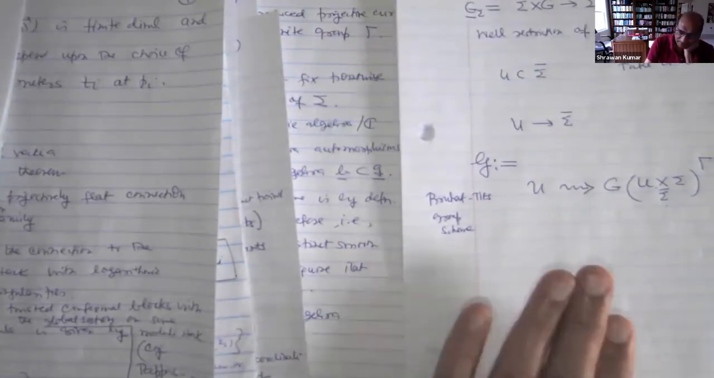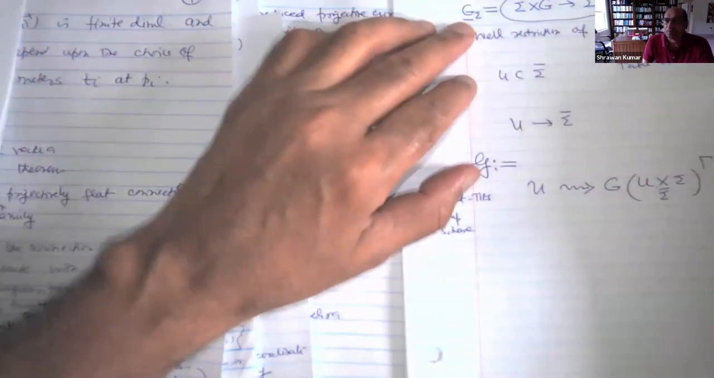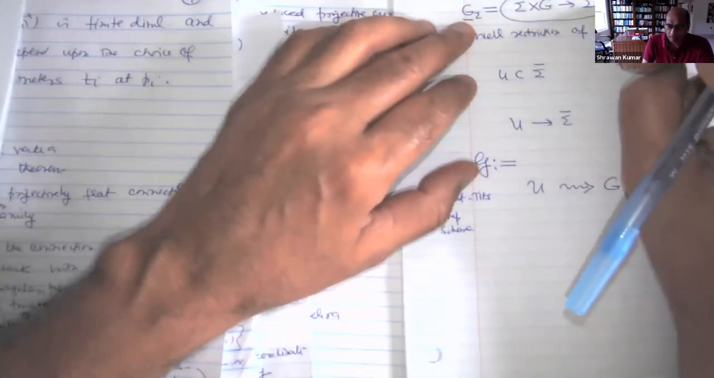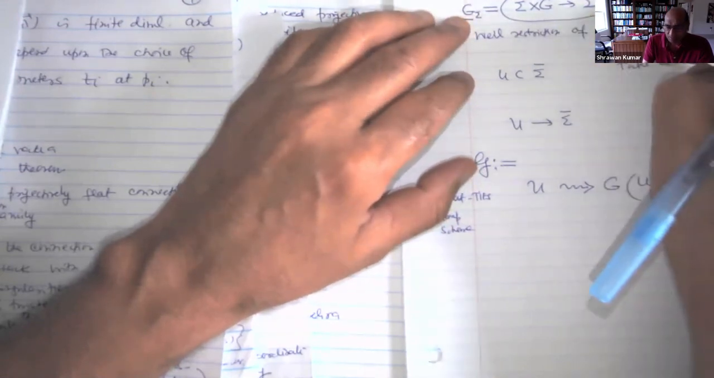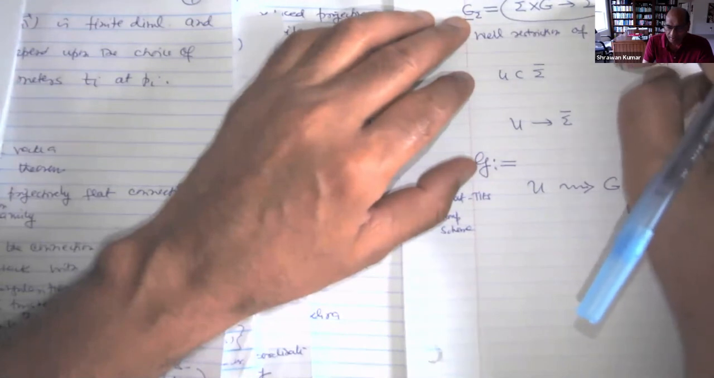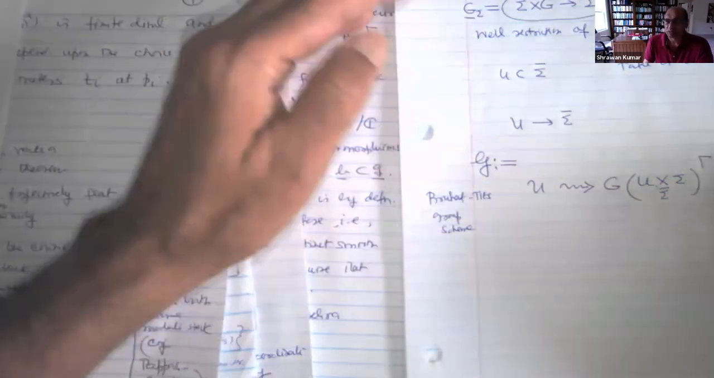Now, one generalization of that is to not take the trivial group scheme over sigma. You can take an arbitrary group scheme over sigma. That means you are going to take a G bundle over sigma. And you can do exactly the same construction and you will get a more general Bruhat-Tits group scheme. But our result does not say anything about that. We are restricted to this particular type of Bruhat-Tits group schemes.